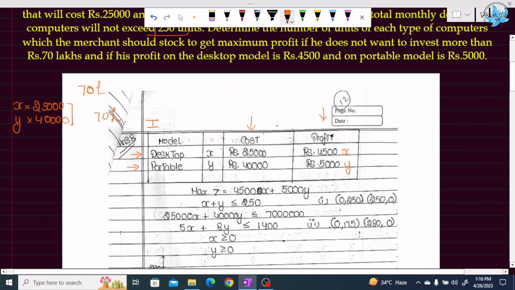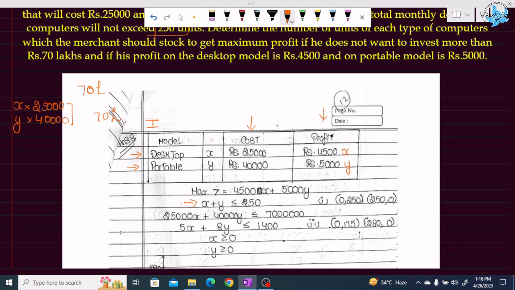So now you have the two constraints. From the first constraint, the next step is to find the coordinates. To draw the line, we need a maximum of 2 points. So you can put the value of x to be 0, then you get the value of y to be 250. So your first point for the first constraint will be 0 comma 250.